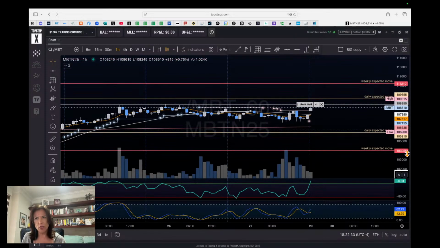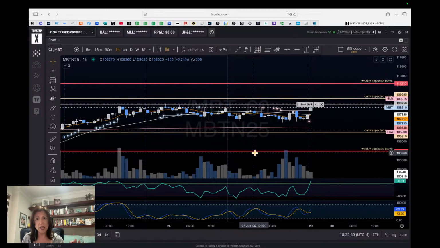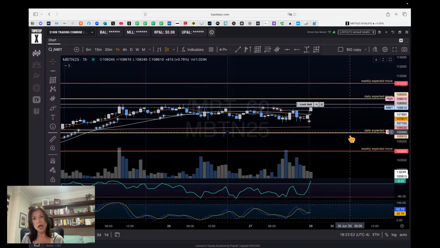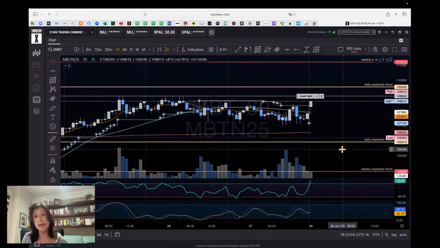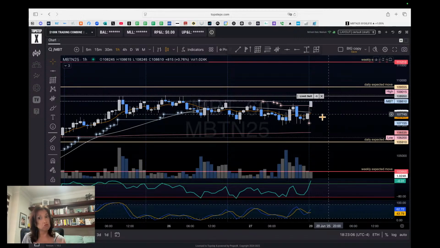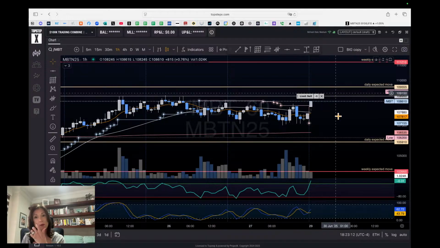Expected moves. Let's go over those. The weekly expected move for Bitcoin, 111,210. That's on the high side. On the low side, 103,950. For the daily move, we've got 109,520 on the high end and 105,910 on the low end. Okay? Nice bounce. Thin volume, upward momentum. I think it punches out and then rotates back.